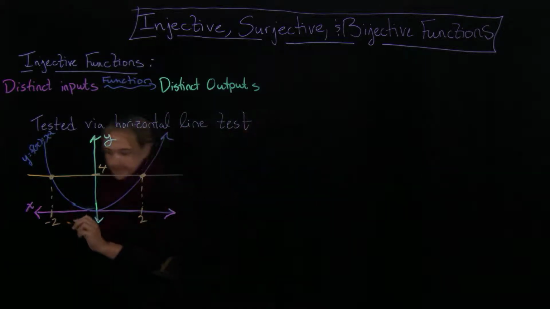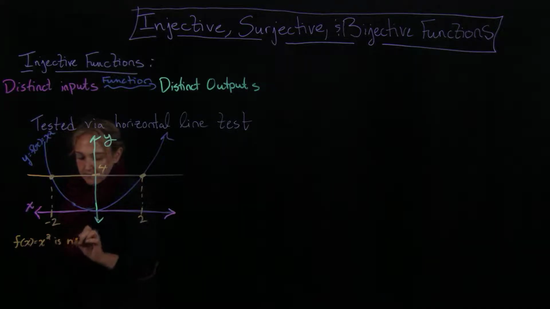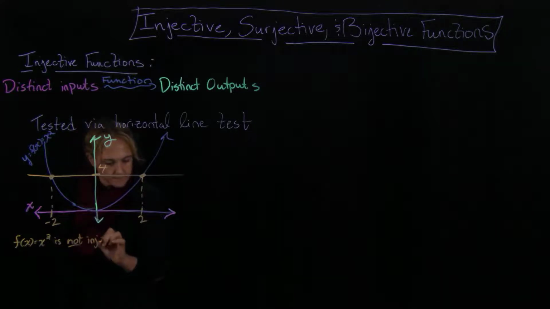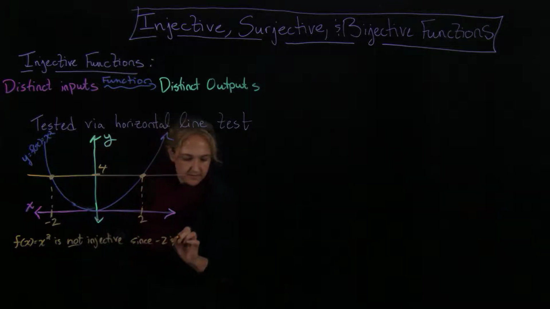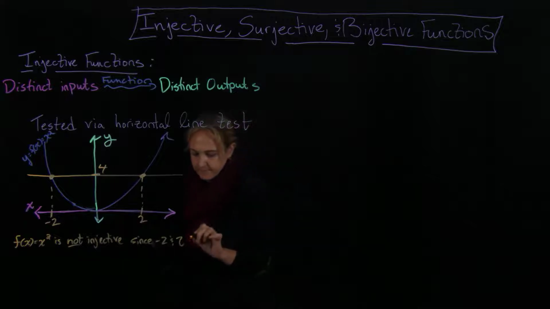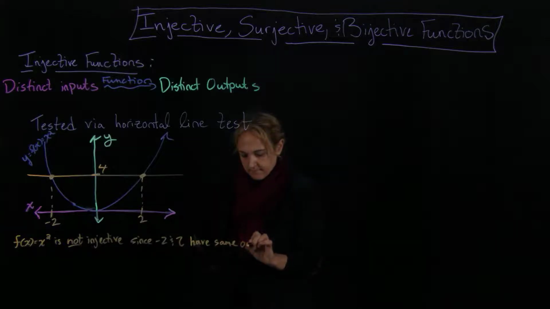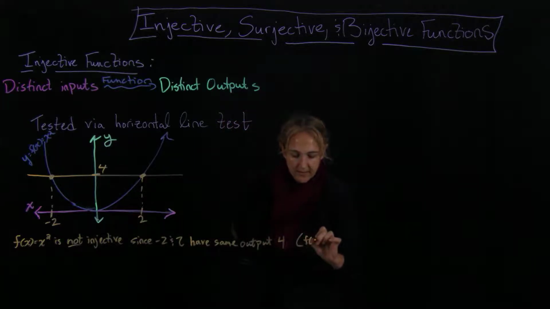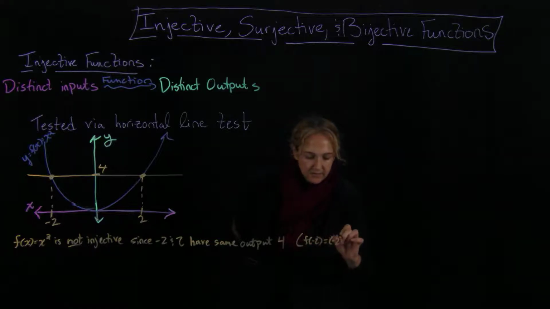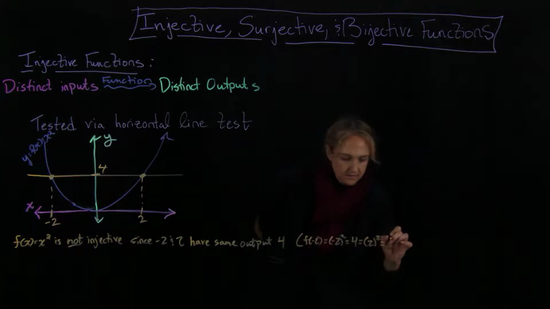Okay, so f of x equals x squared is not injective, since -2 and 2 have the same output, 4. As in, if I put them into this function, f of -2 equals -2 squared, which equals 4, which equals 2 squared, which is f of 2.